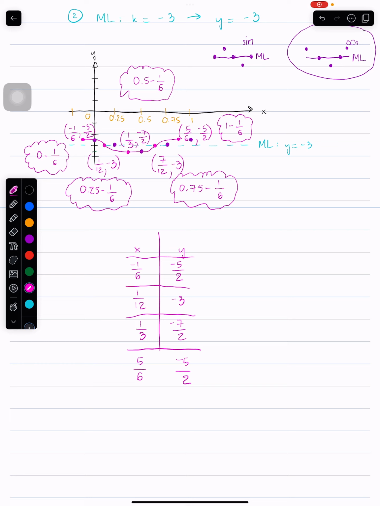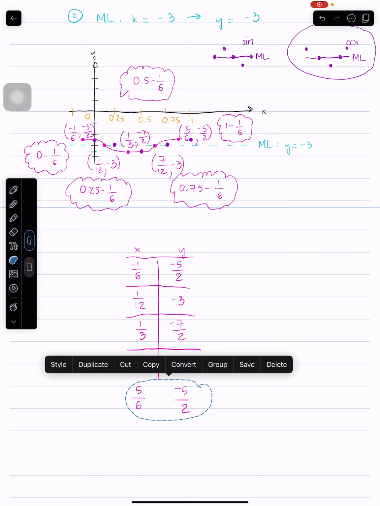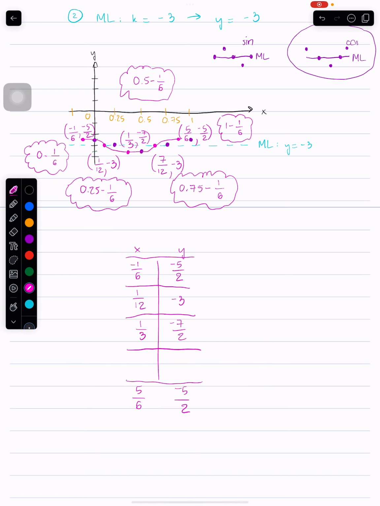Wait, actually, that's my last point. So here, that will be good enough for the space. And then my fourth point would be 7 over 12 and negative 3. So this is it, okay? This is the complete solution to this problem.